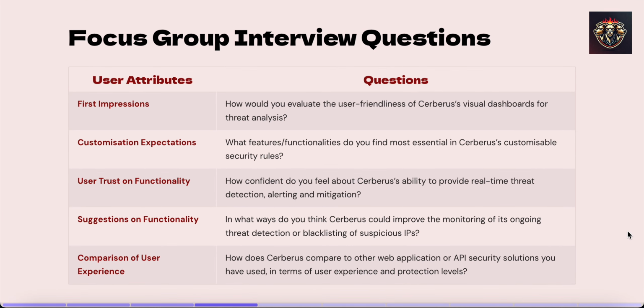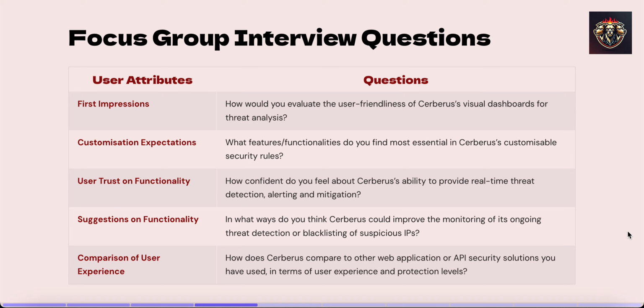Okay, so the focus group interview questions were based on 5 attributes: first impression, customization expectations, user trust on functionality, suggestions on functionality, and comparison of user experience. The questions that were asked, as you can see on the screen, were based on all these 5 attributes, which you can go through, but these are the main attributes on which the questions were based.